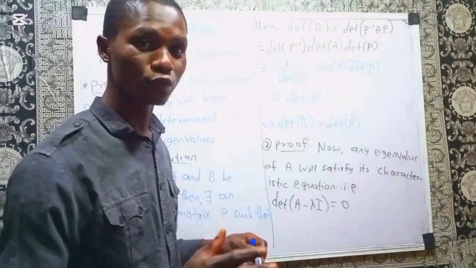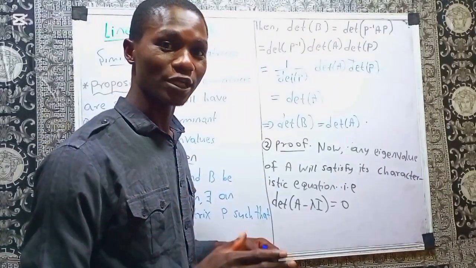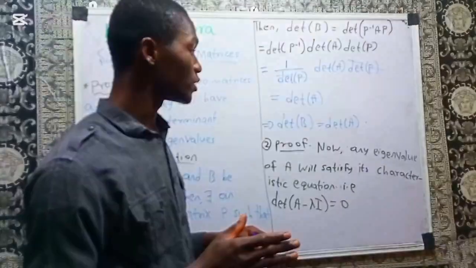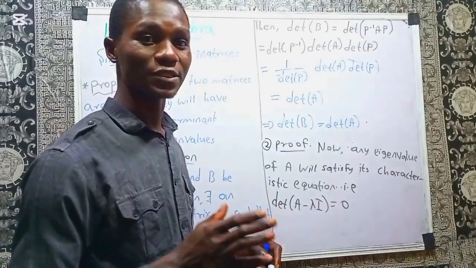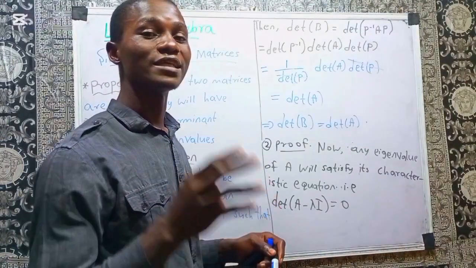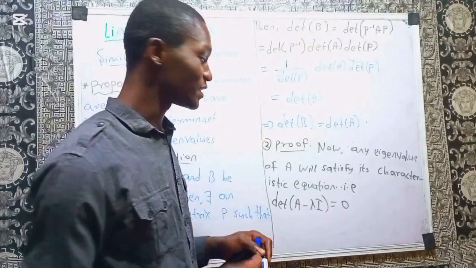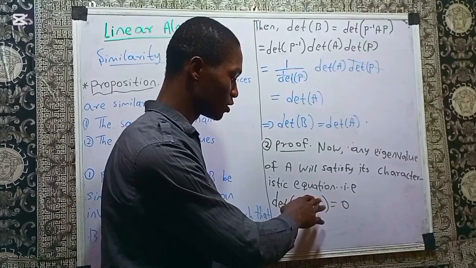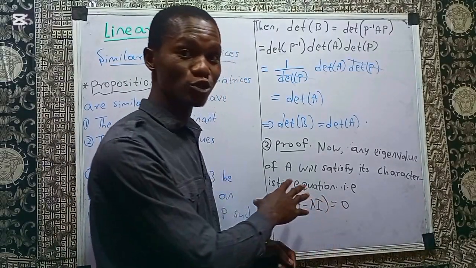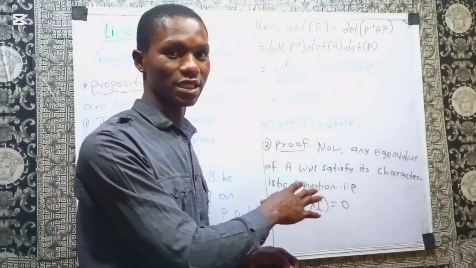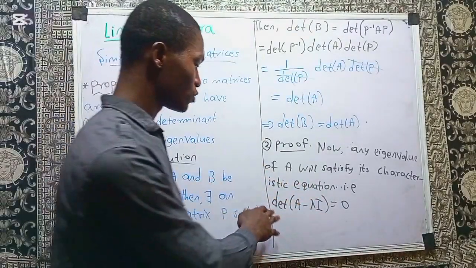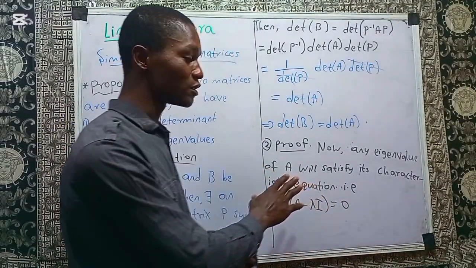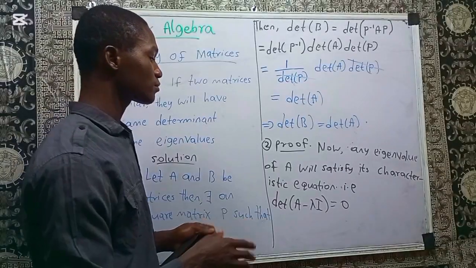And this is true. If you find the eigenvalues of a particular square matrix, then each of the eigenvalues will satisfy this characteristic equation, because it is this characteristic equation you used to find the eigenvalues. So it will satisfy this same characteristic equation, right?